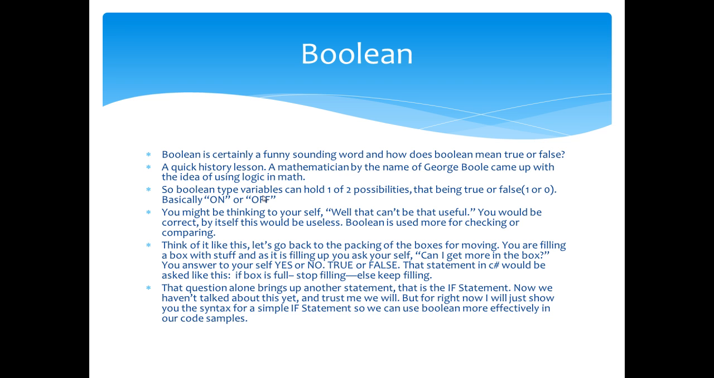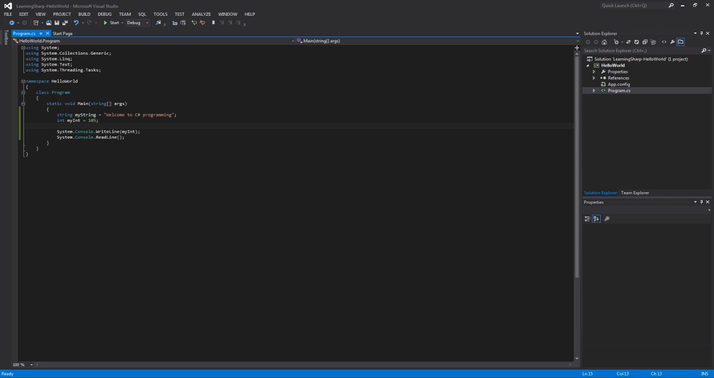With that in mind, that brings up another statement that I'm going to demonstrate for you, a simple if statement. We haven't talked about this yet, and we will, but for right now I'll just show you the syntax for a simple if statement so we can use Boolean more effectively in our code samples here. Okay, back into our code file. Let's go ahead and take a look at declaring a Boolean type variable and a simple if statement.